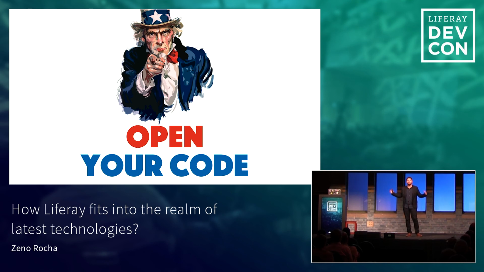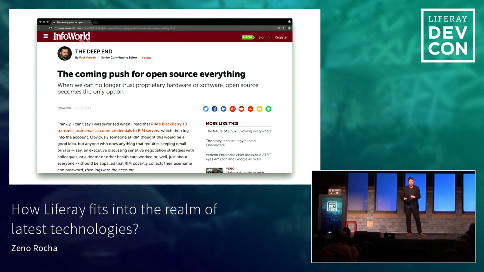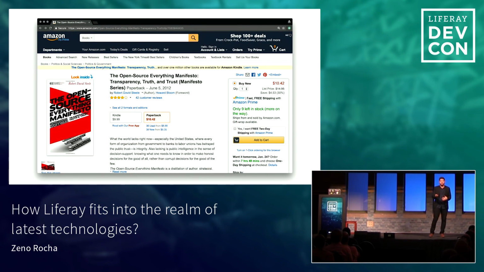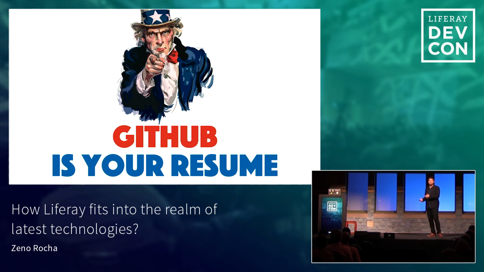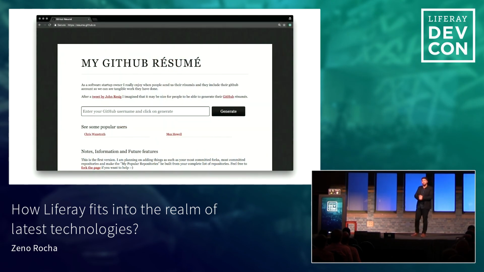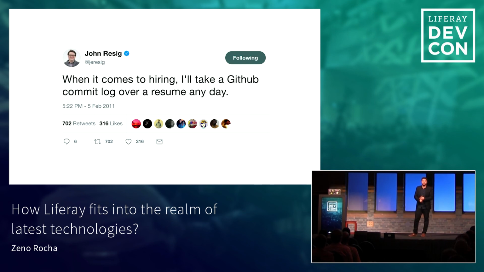We have this whole movement of people saying you need to open your code, right? Make everything open source. Everything needs to be open source. Doesn't matter what you write. There are books about open source and how you should make your things open source. People say that GitHub is your resume. There are tools where you just put your GitHub and it generates a resume from that. You have people like John Resig, the creator of jQuery, saying when it comes to hiring, I'll take a GitHub commit log over a resume any day. So that's a completely different shift in the industry, and that affects us.